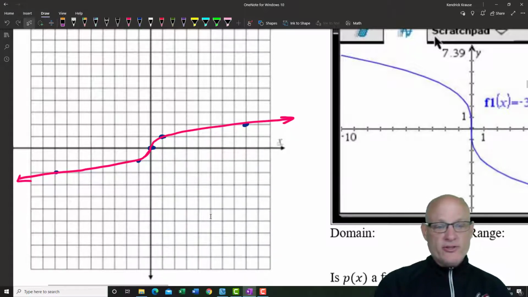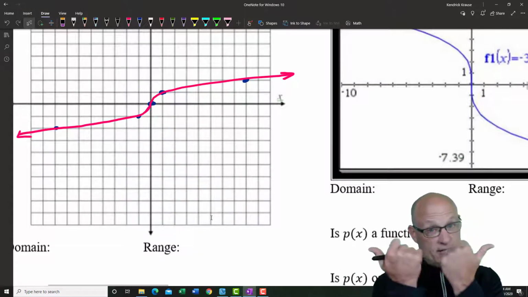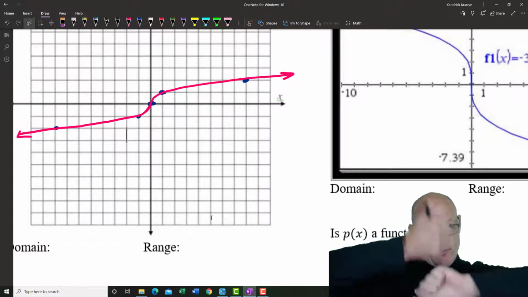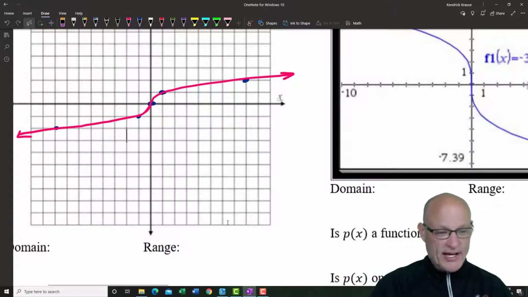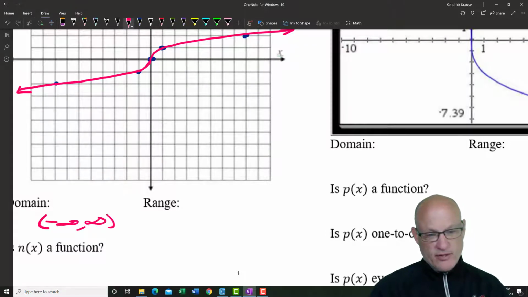Now, the domain and range should be relatively simple for this, because you notice it's going forever and ever left and right, and you'll notice it's going forever and ever up and down. So domain and range for the cube root function is pretty straightforward. The domain is negative infinity to positive infinity, and the range is negative infinity to positive infinity.